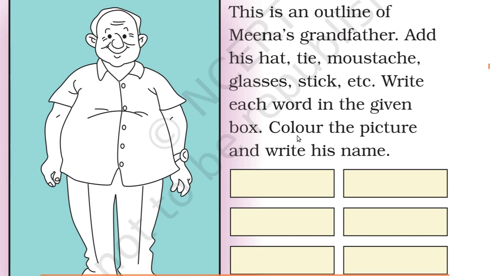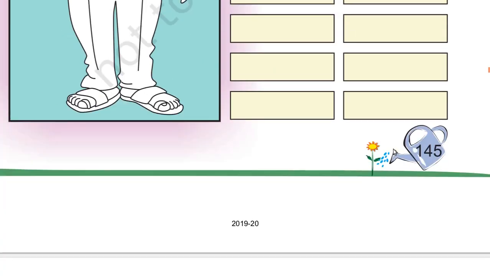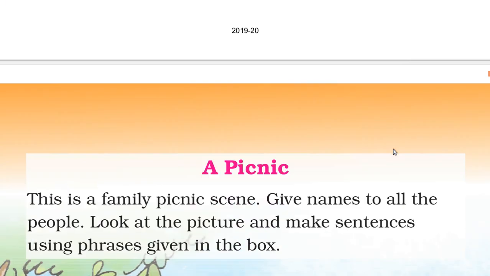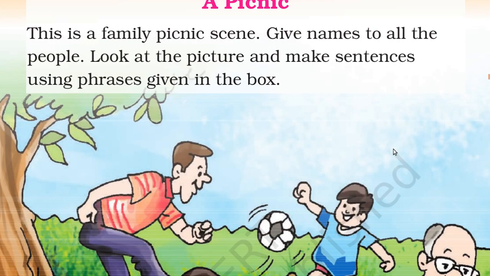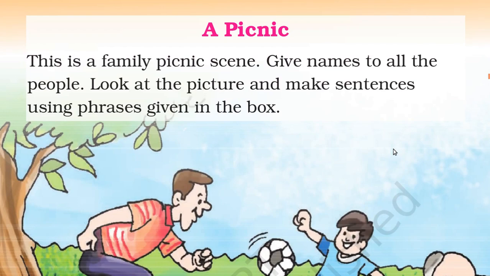Look at the picture. Color the picture in the given box and write his name. A fish snake. This is a funny fish snack scene. Give names to all the people.